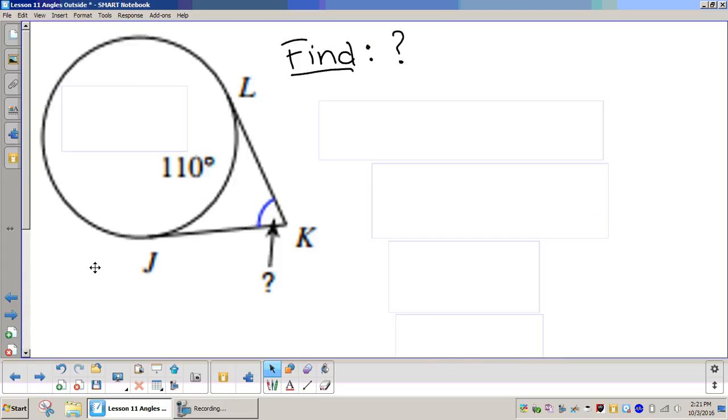So here I have two tangent segments. These two segments are just touching the circle at J and L, and then they'll never touch the circle again. But they do meet and they form this angle out here, question mark. So we're going to use our formula.